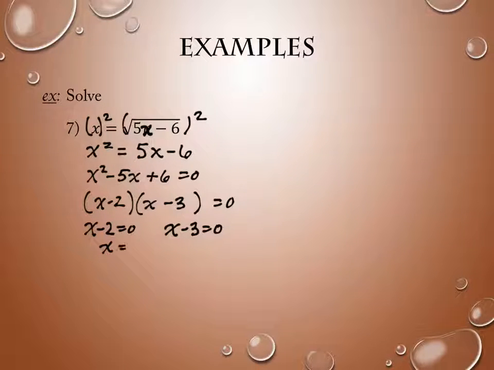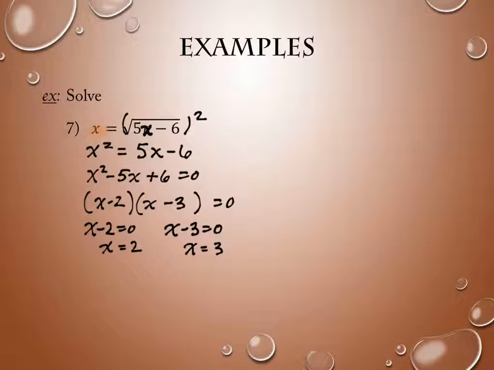What will the first x equal? 2. And what will the second x equal? 3. There's a couple of things you could do. On this particular one, the original equation already had the radical isolated. So the reality is I really need to only check that on the left-hand side, when I plug it in, I get a positive number. And x equal 2, x equal 3 are both positive numbers.